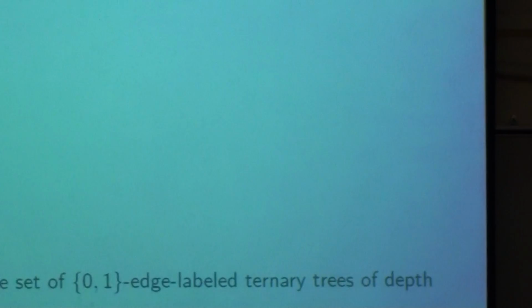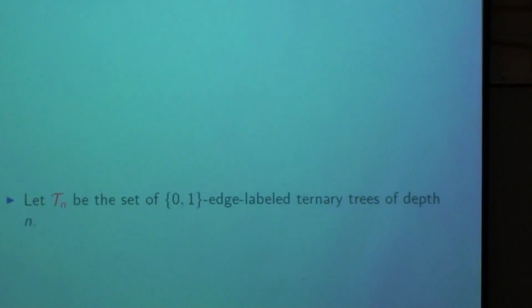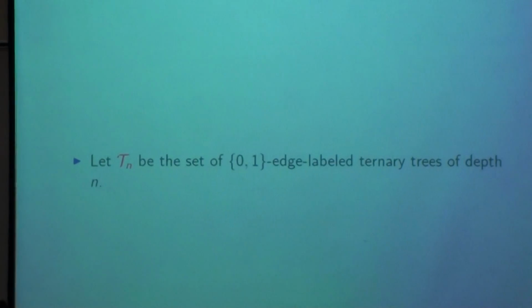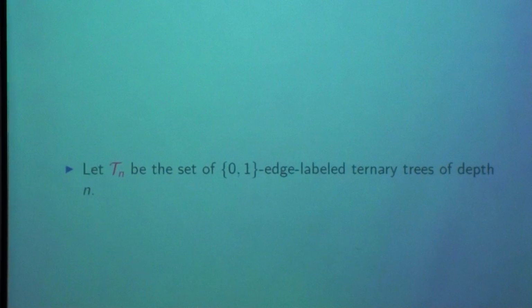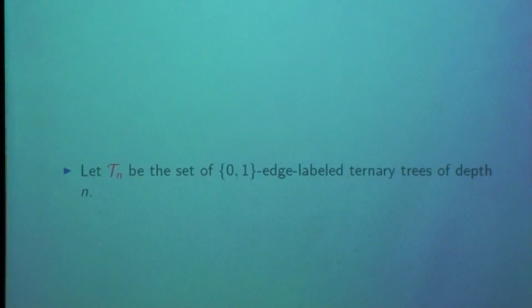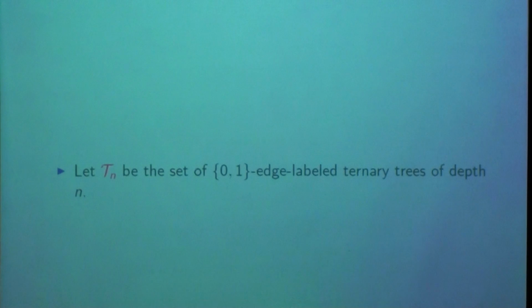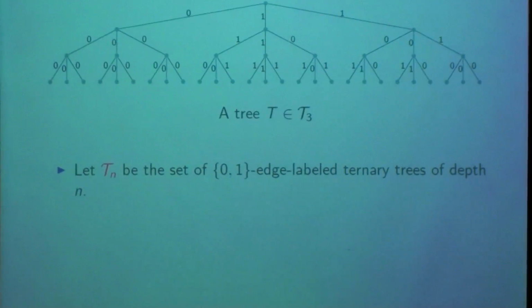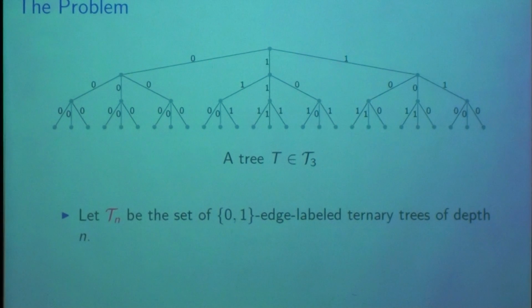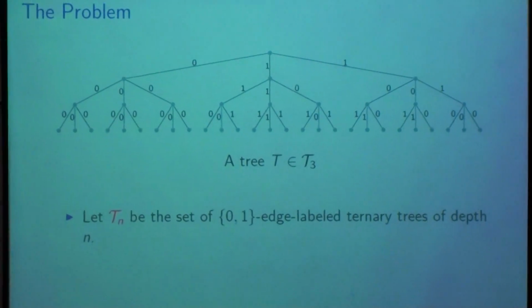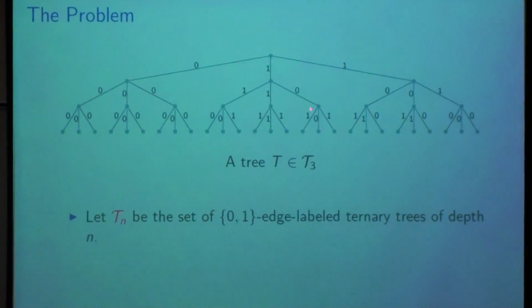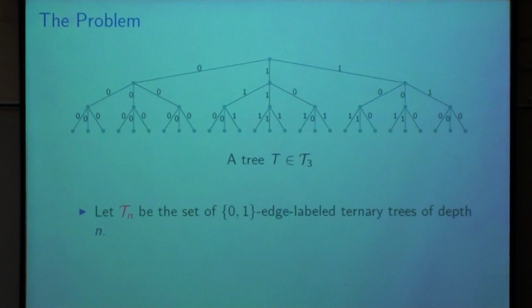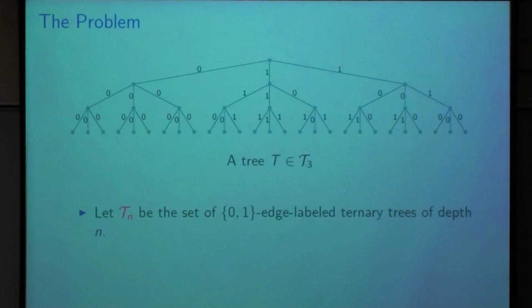Okay, so let me tell you about the combinatorial problem. It's a problem where we're dealing with ternary trees. The edges of the trees are labeled. Each edge is labeled with a 0 or 1. And all of the leaves are at the same distance from the root. Okay? So here's an example of one such tree. The root is up here at the top. And all the leaves here are at depth 3.